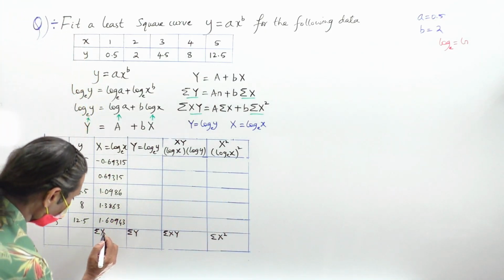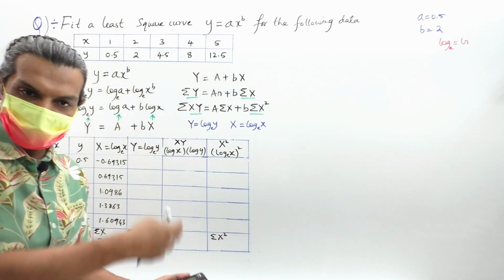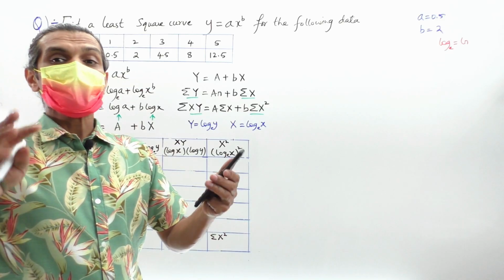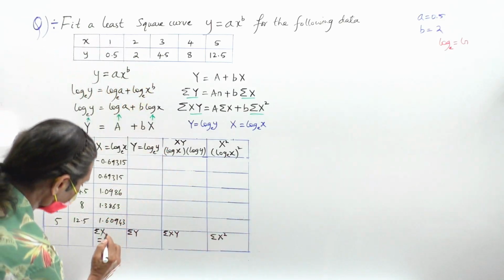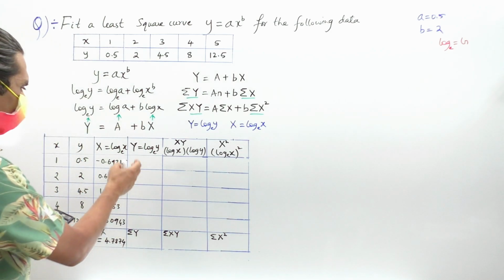So when we add all these values we get the summation. Let us find the summation here first. If we add all these values, the summation for all these values we are getting as 4.7874. Done.